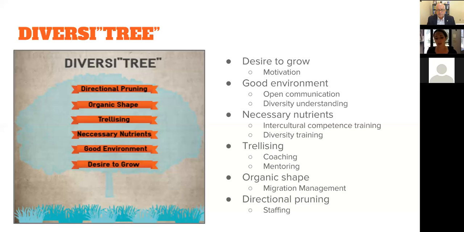And then lastly, directional pruning, which relates back to my staffing example and the manager that was let go. Sometimes you have to make those hard choices. And when you're working in a diverse organization, you're wanting to train diverse employees and build that acceptance and civility. Sometimes certain people don't fit with that kind of organizational culture, and you have to be able to make those tough decisions, even if you do not necessarily want to, for the sake of your organization and its employees.